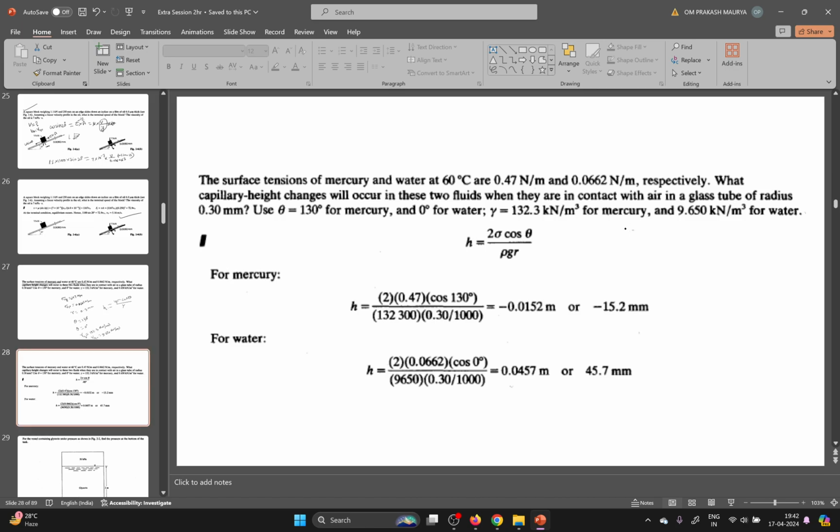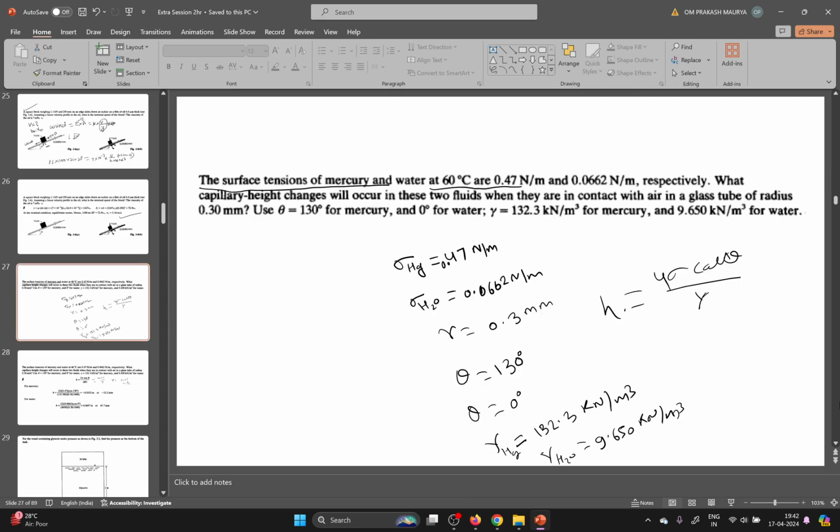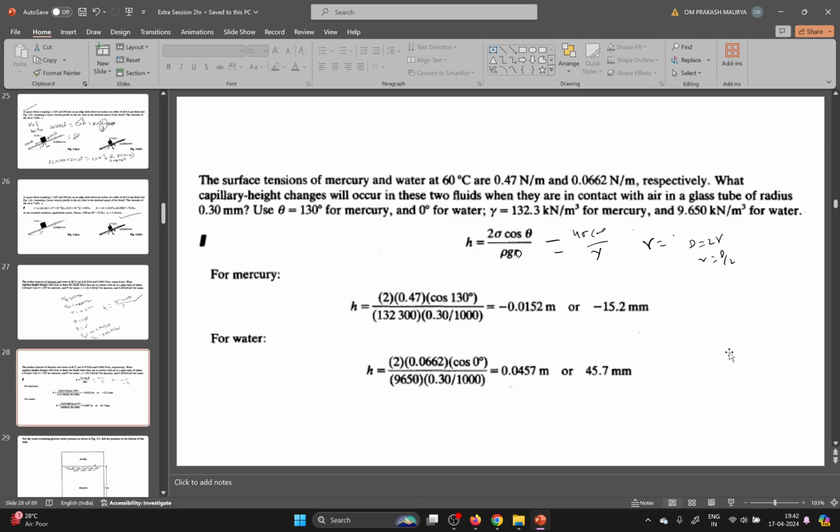so here, if you write R is equal to what? D is equal to 2R. So R is equal to D by 2. Here if you write D, then definitely the 2 will go in the numerator. So your h is 4 sigma cos theta over gamma d, where rho g is equal to gamma. So if you go through this formula, you will get the answer. Put theta is equal to 130. Everything is given. So your height will be in mercury minus 15.2 mm, and that is capillary fall in case of mercury and capillary rise in case of water.